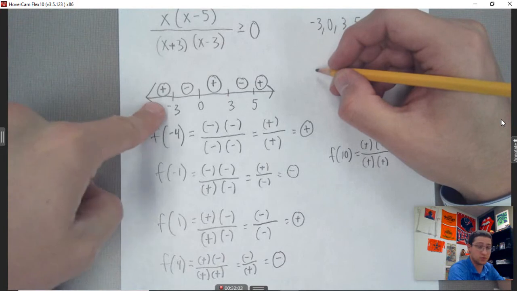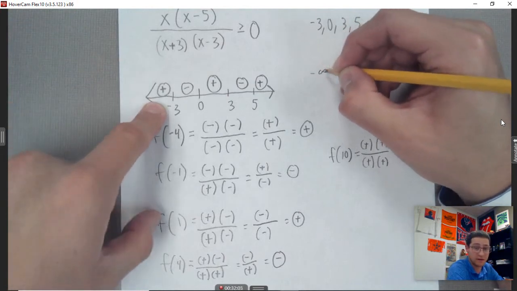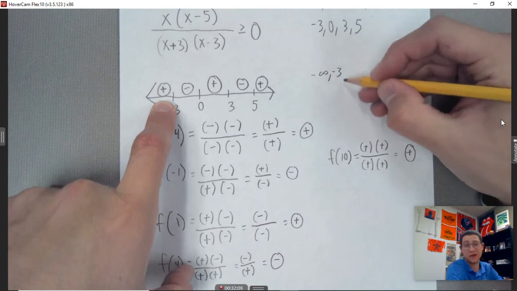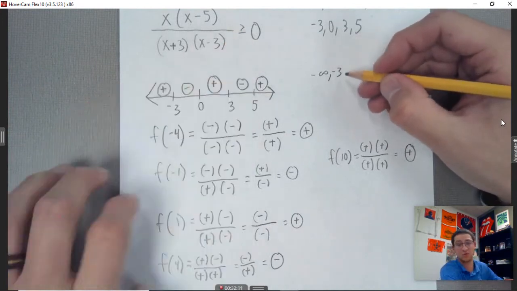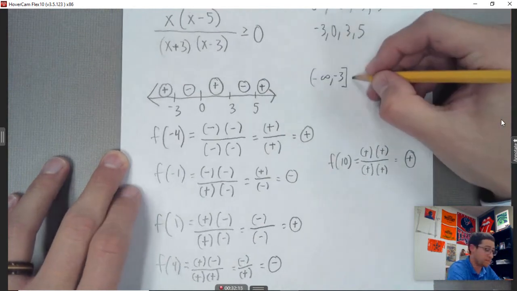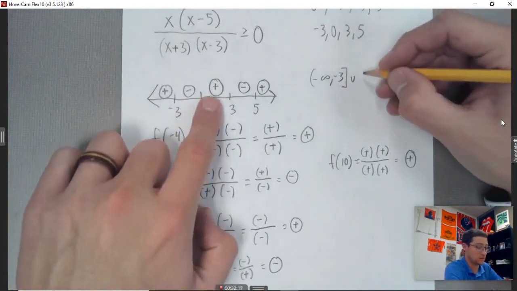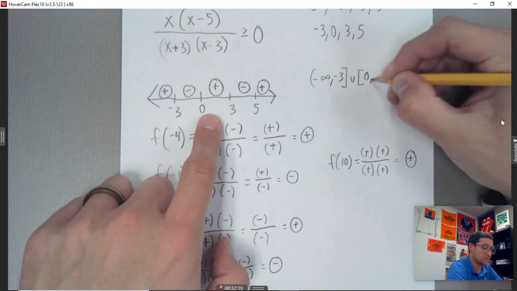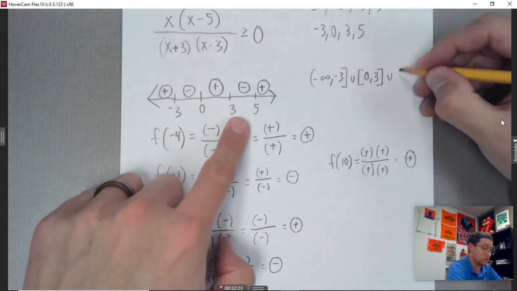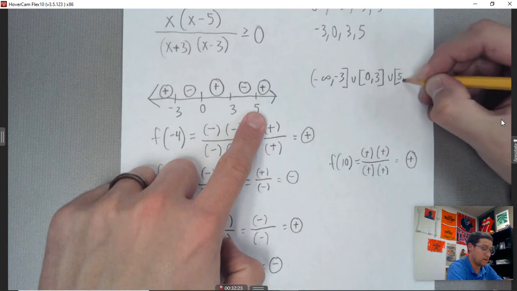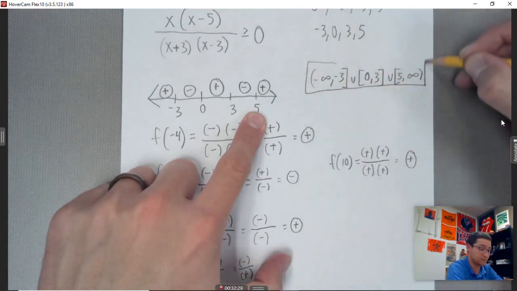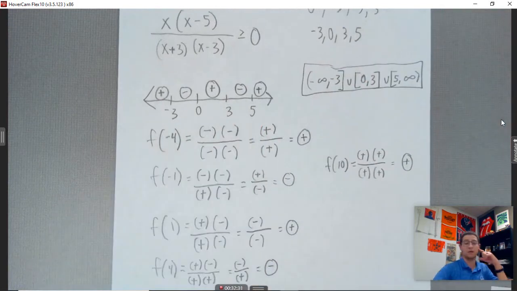Let's go ahead and do the intervals. So negative infinity to negative 3. Question is, do I put a parentheses or a bracket? Well, because of that equal to, I've got to put a bracket. I always put parentheses for negative infinity. And then union is what that stands for. I don't know if you knew that or not. 0 to 3, and then 5 and on. That is your solution there. That is your solution.